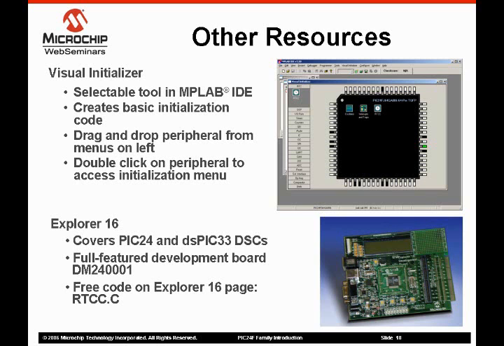A second resource is our Explorer 16 development board. It's our primary tool for demonstration and development with the PIC24F family. Sample code for the RTCC in the form of the file rtcc.c is included with the development kit. For those of you without an Explorer 16, all code and documentation can be downloaded from the Explorer 16 webpage.